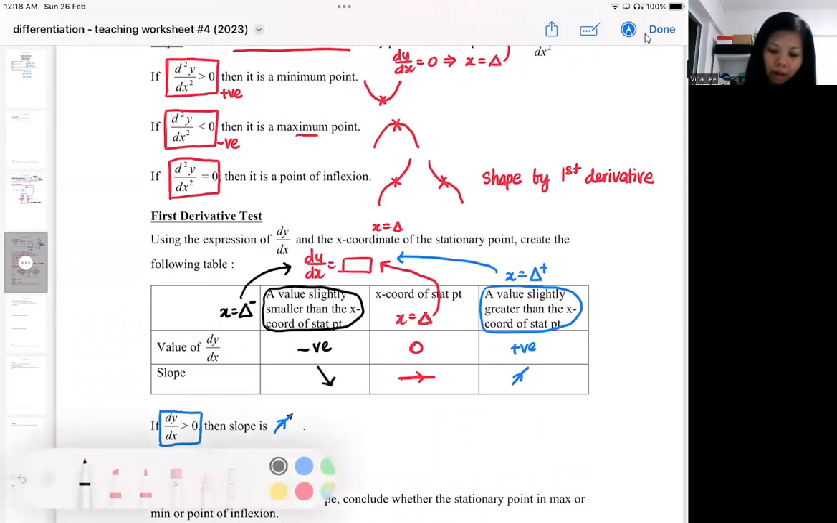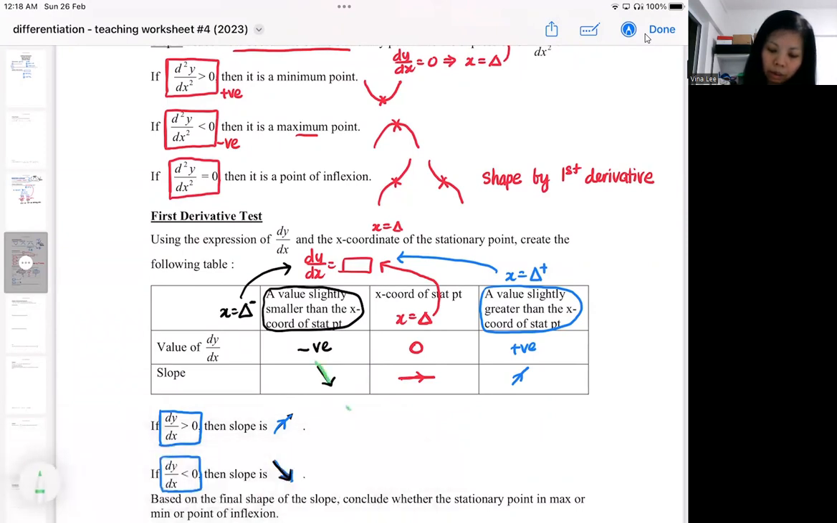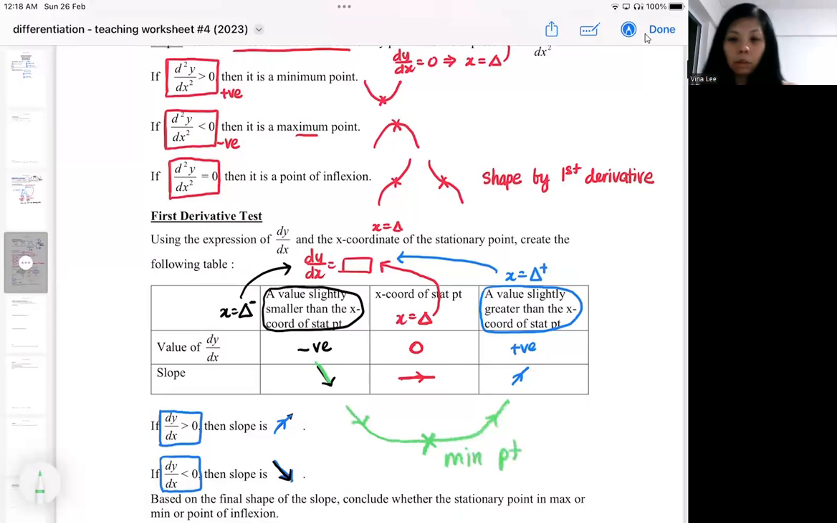So if you look at the direction of the arrows, can you see the direction of the arrows is going down, horizontal, and then up; down, horizontal, up. So actually this one is a minimum point. So we will be able to tell the shape just by looking at the arrows.